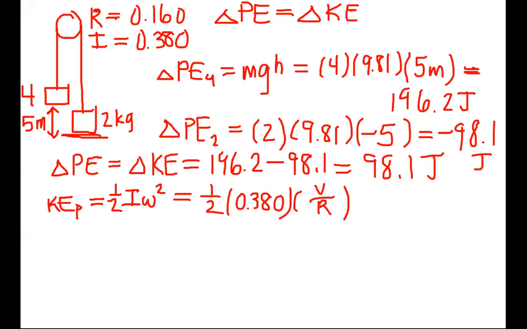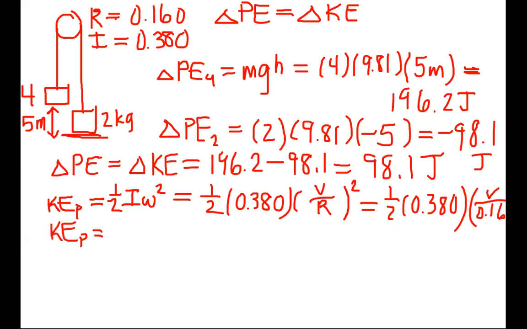So that would be that squared, which gives us 1/2 times 0.380 times velocity, which is still unknown, over 0.16. Okay, and if we plug that in, we get that the kinetic energy of the pulley, the rotational kinetic energy, is equal to 7.4218 times the velocity squared, as this is still an unknown value. And we'll have to leave it like that for the moment.